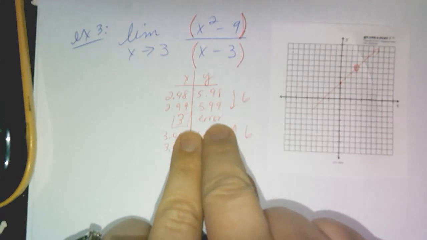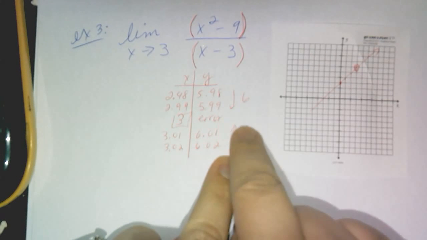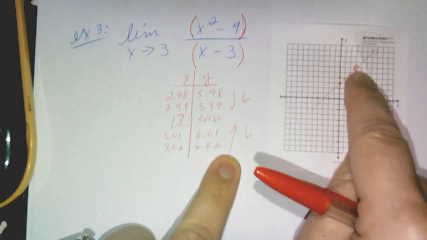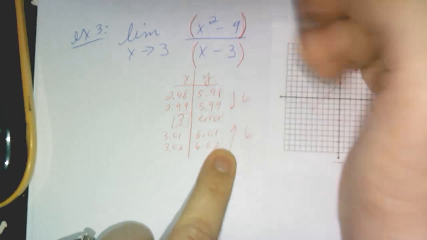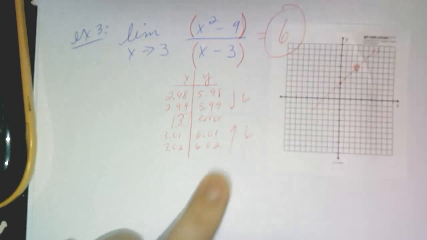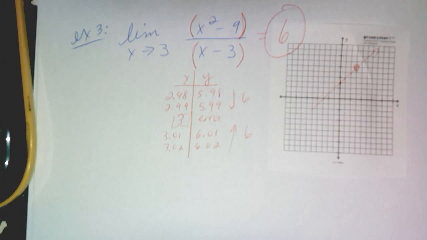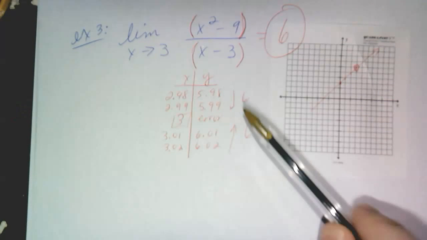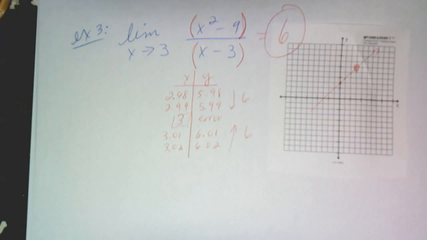Even though I have an error there, I am approaching a value and I don't have to actually be on that. I can have a hole in my graph. My limit for this function right here is 6. Oh, whoa. The limit for that function is 6. So it's not 0, and it's not undefined, like a lot of you were saying. Even though it says error, as long as it's approaching, you're going to be fine.